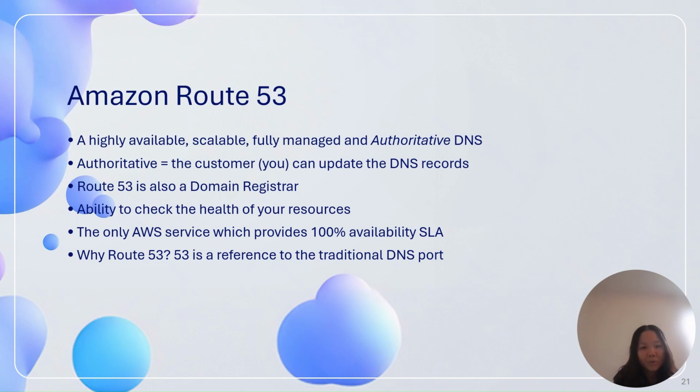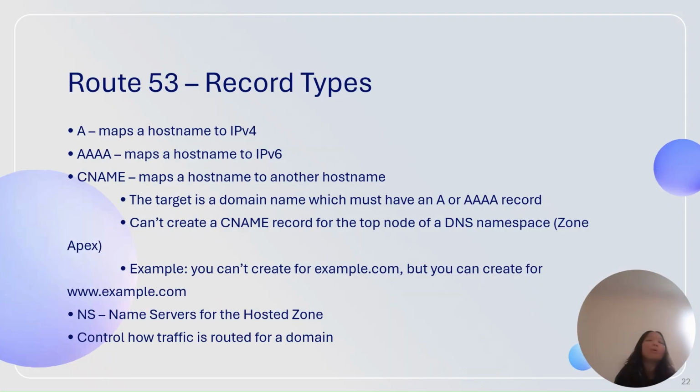Route 53 is also a domain registrar, with the ability to check the health of your resources. The only AWS service which provides 100% availability is Route 53, and 53 is a reference to the traditional DNS port. Let's look at Route 53 record types.